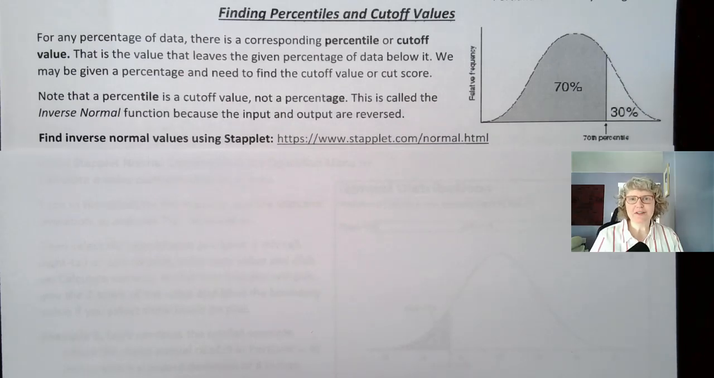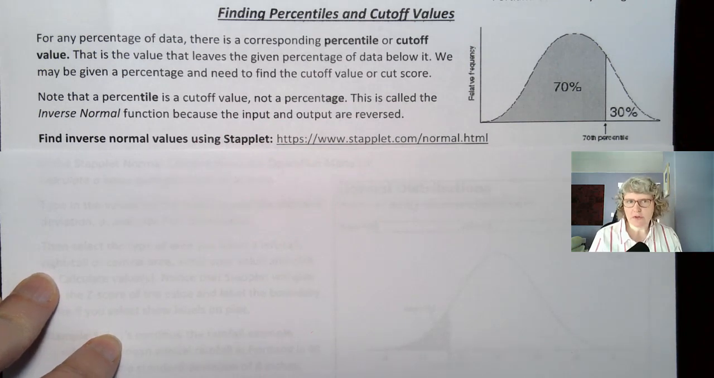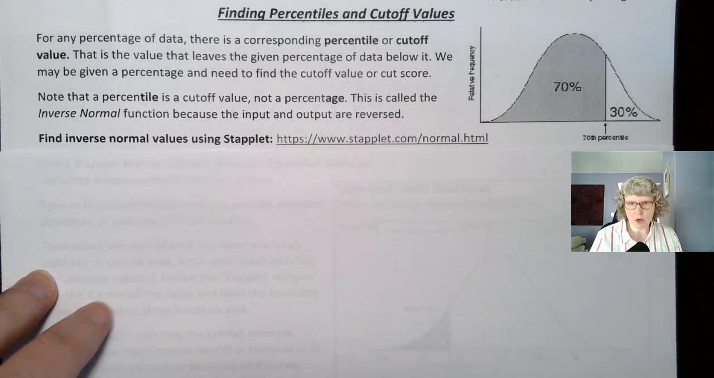Hi there. In this video, we're going to talk about finding percentiles, which are also called cutoff values. Okay, so what does this mean? For any percentage of data, there's a corresponding percentile, or cutoff value, or cutoff score.